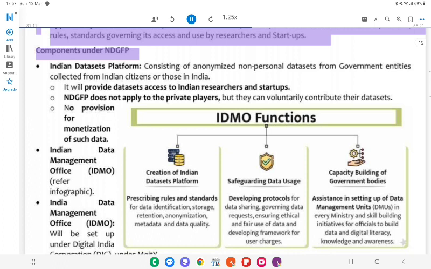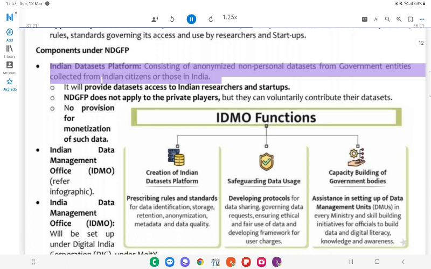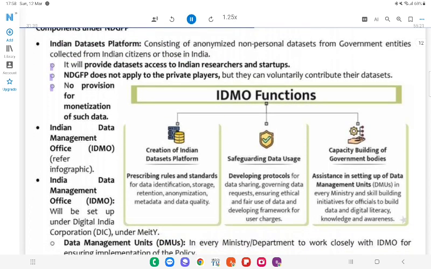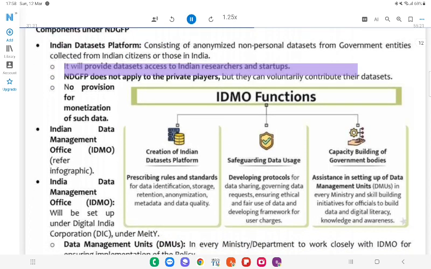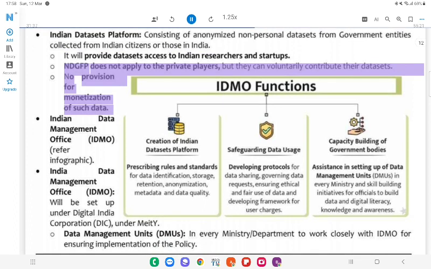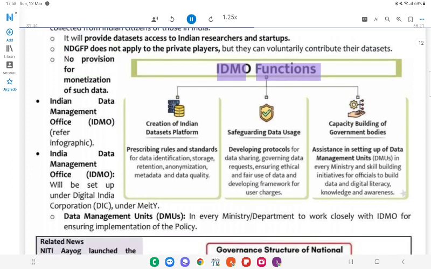Components under NDGFP: Indian Datasets Platform, consisting of anonymized non-personal datasets from government entities collected from Indian citizens or those in India. It will provide datasets access to Indian researchers and startups. NDGFP does not apply to private players, but they can voluntarily contribute their datasets. No provision for monetization of such data.